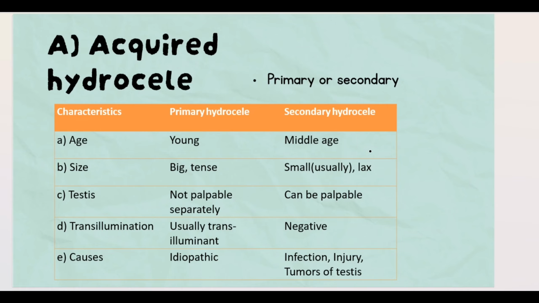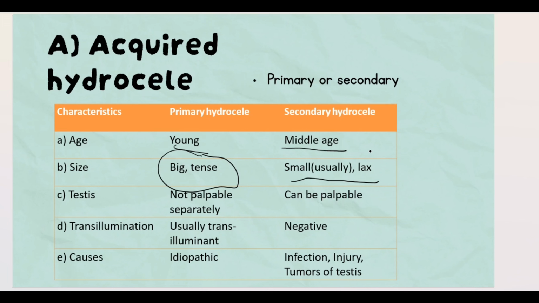Now the acquired hydrocele. Acquired hydroceles may be divided into primary and secondary types. The basic differences I have listed in this table. So age-wise you can see primary hydroceles are more common in young age group, whereas secondary hydroceles are more common in middle age group. Size of primary hydrocele, they are big and tense. Secondary hydrocele usually small and lax.